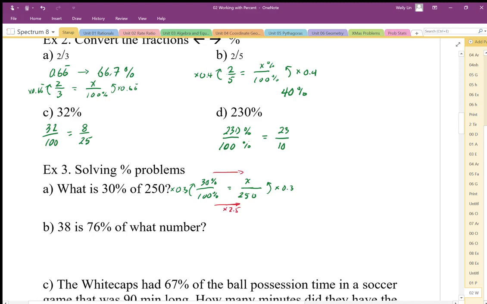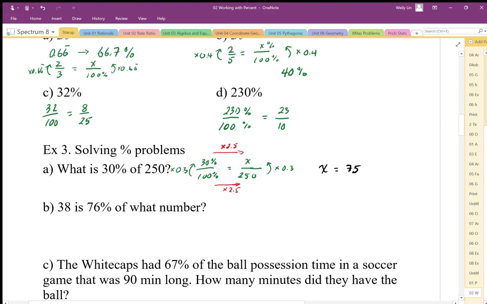Okay, but either way, multiplying by 2.5 we get 75. I can divide or I can multiply 250 with 0.03. In either case, we get a value of 75. So 75 out of 250 is same as 30%. Okay, so again, there's two different ways we can do this. Okay, so same thing here. We want to set this up as a percentage.